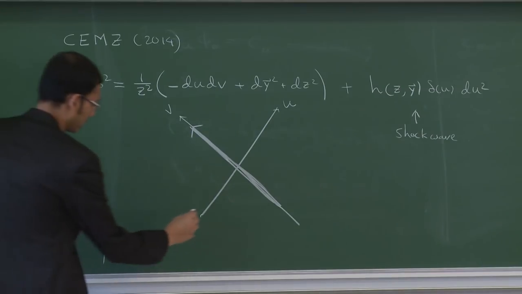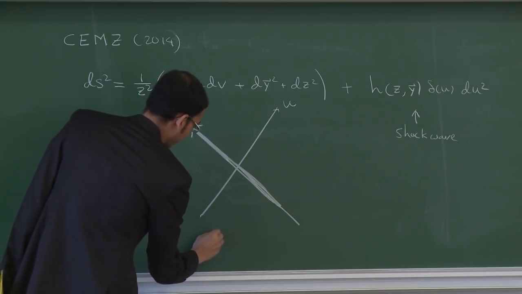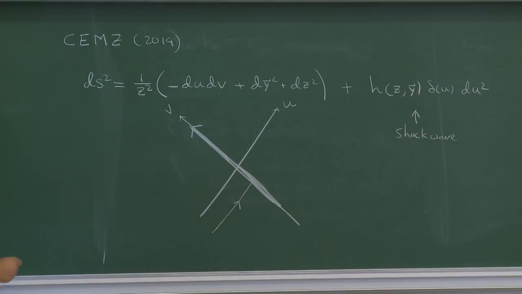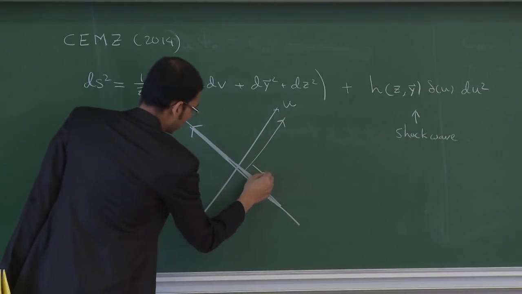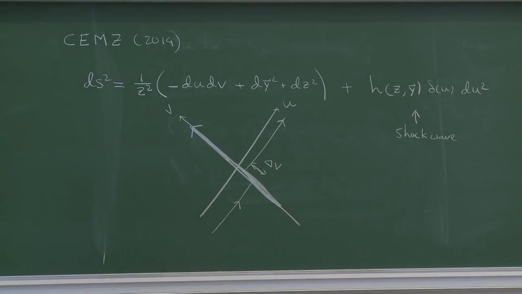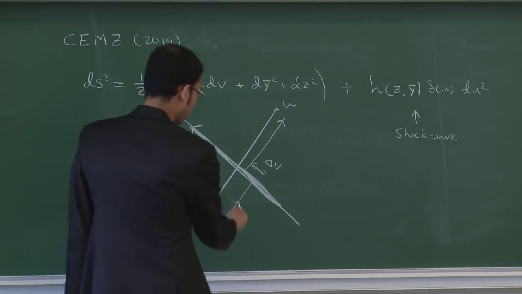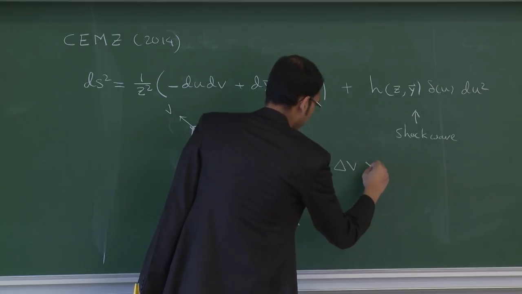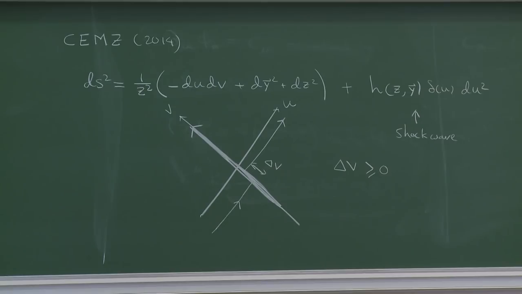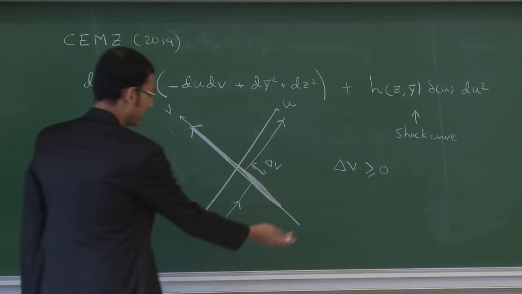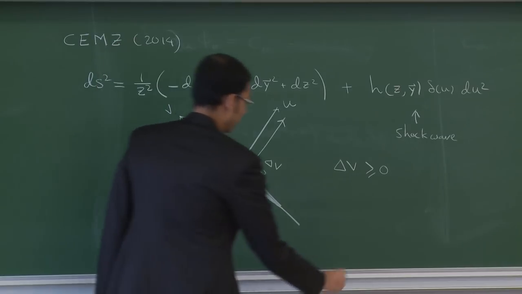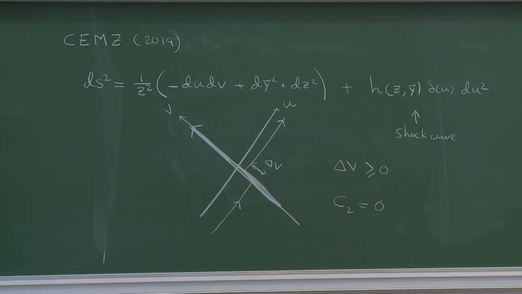Now let me take a graviton, a probe graviton, and send it in this background. So when that graviton hits the shock, there is a jump, and let me call that jump delta v. So bulk causality requires that this delta v has to be positive. If delta v is negative, that means there is some time advance. So in this particular paper, they sent gravitons with various polarizations, and they showed that delta v is always positive if and only if C2 is 0. So that means pure Gauss-Bonnet theory is acausal.